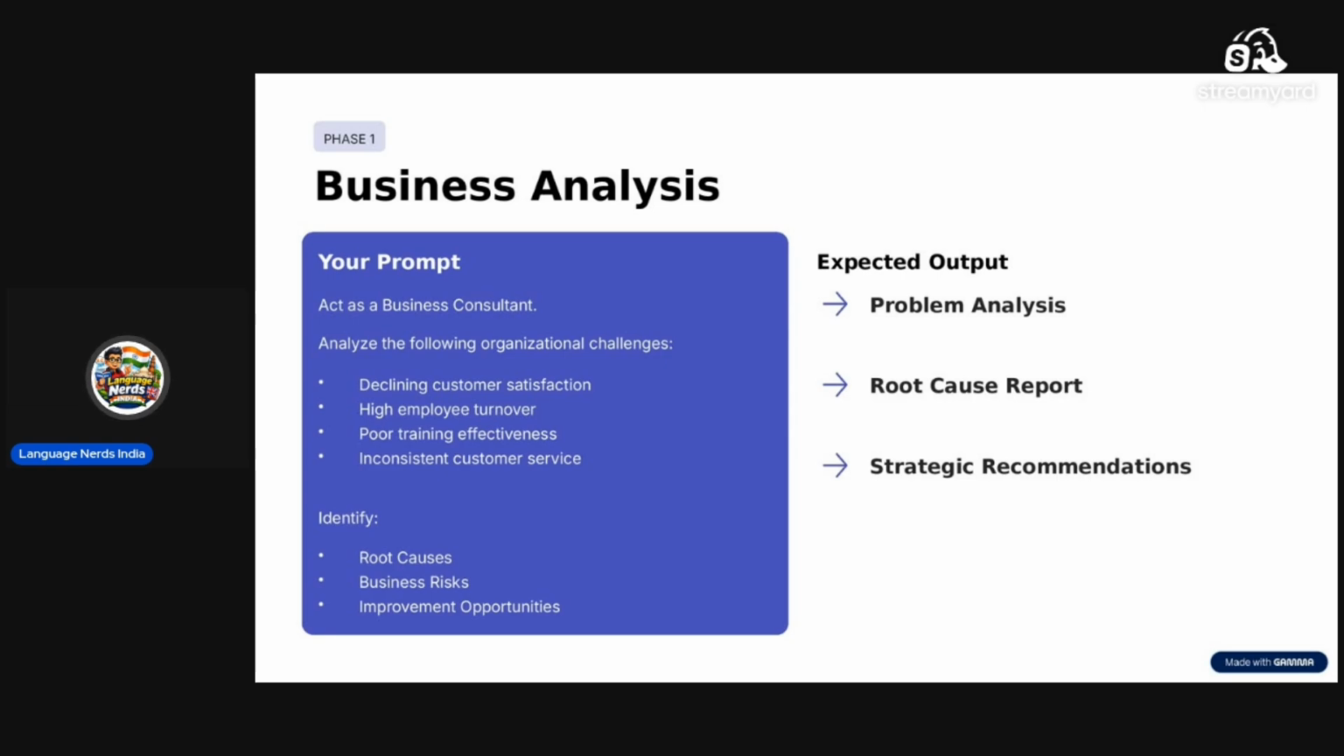Your prompt could be: act as a business consultant. Analyze the following organizational challenges: declining customer satisfaction, high employee turnover, poor training effectiveness, inconsistent customer service. And then you also type: identify root causes, business risks, improvement opportunities. Your expected output should be problem analysis, root cause report, strategic recommendations.